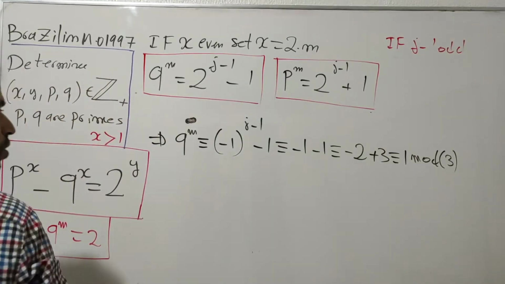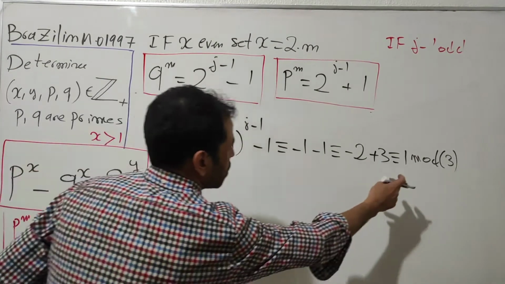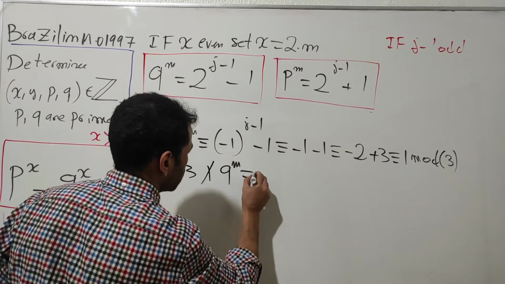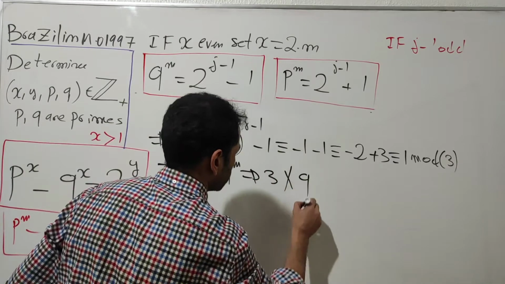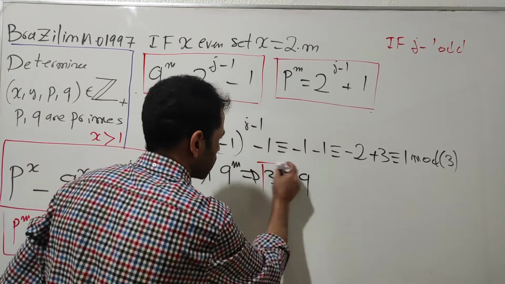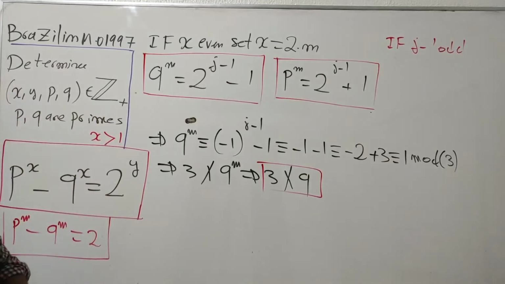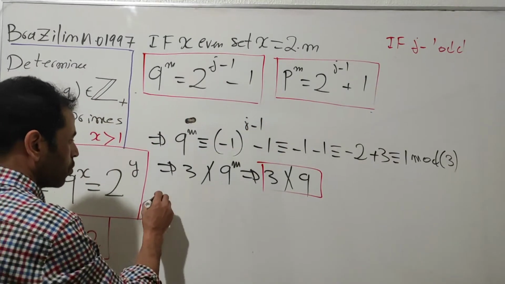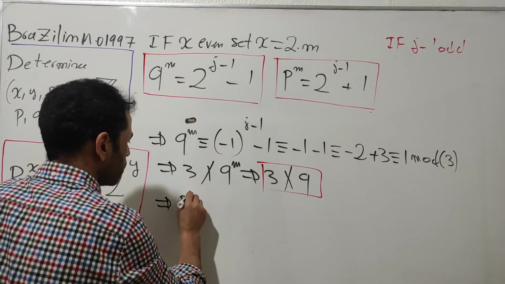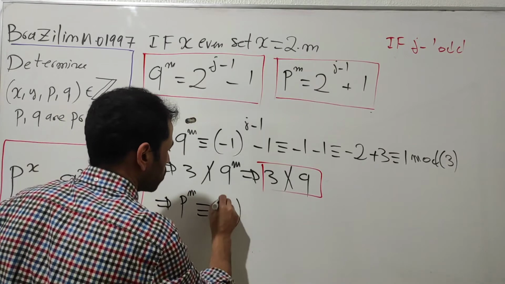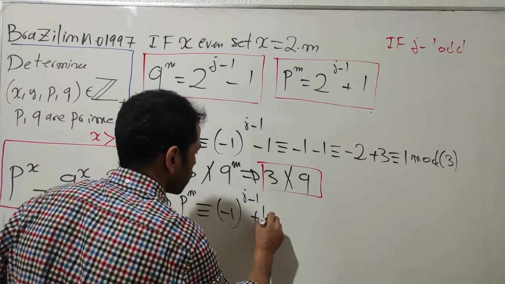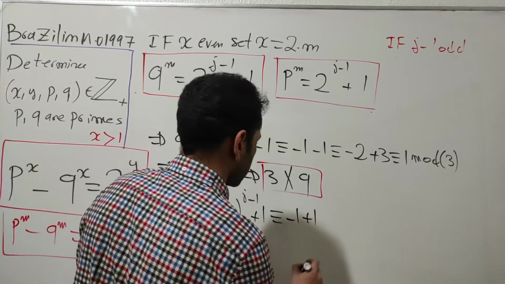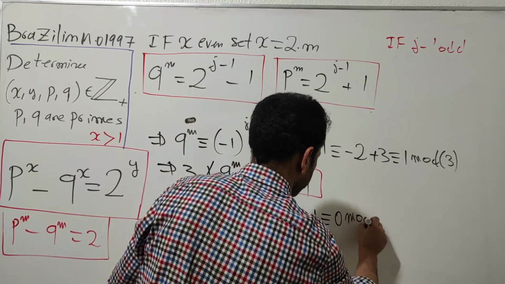Okay, this one is telling us, since we get number 1 as a remainder, which means 3 does not divide q to the m, thus 3 does not divide q. So we have ended with this nice fact. Let's do the same thing on the second equation by reducing this one to mod 3. So we get the following. I get p to the m is congruent to minus 1 to the j minus number 1 plus number 1, which gives us minus number 1 plus number 1, which is congruent to 0 mod 3.